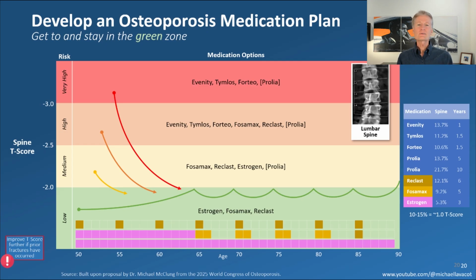Now, Fosamax and Reclast, yeah, if you're at like -2.5, maybe -2.6, those might be an okay drug to take because you can get into this safe zone of below or you're better than -2.0.